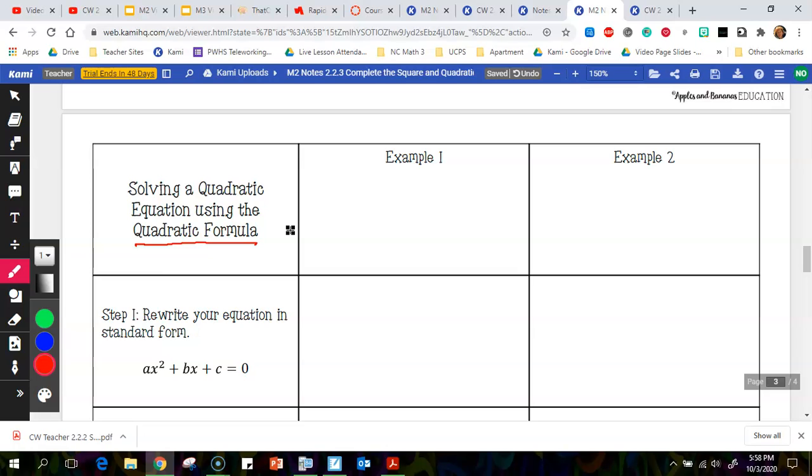Okay, so let's see. Let's do an example. X squared plus 3x plus 2 equals 0. As long as you have 0 over here, you can use the quadratic formula. If you don't have 0 over here, then you make it so that there is a 0 over here. So if there was a 4 over here, then I would subtract 4 from both sides and make sure there was a 0 on that side. Okay.